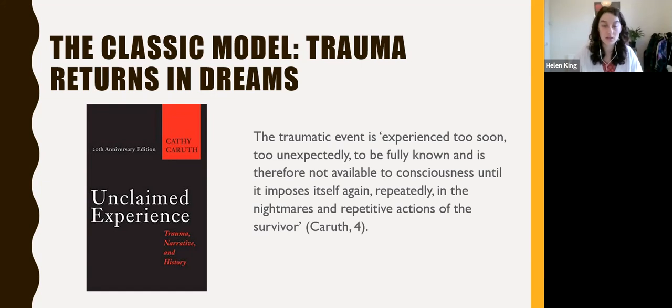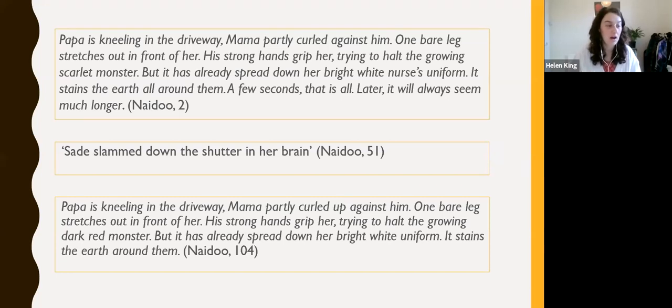It's unexpected and it's impossible for the mind to process. And so this is why memories of it then return in disruptive ways, in nightmares and in flashbacks. And this is what happens in The Other Side of Truth. So in her waking hours, Sade is able to do what she describes as slamming down the shutter in her brain to prevent the recollections of her mother's death. But her trauma returns to her in her dreams. So this third passage that you'll see on the screen here is a nightmare that she has when she's arrived in the UK, about 100 pages after the initial traumatic event of her mother's death.